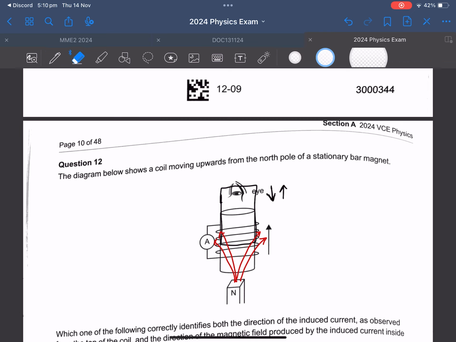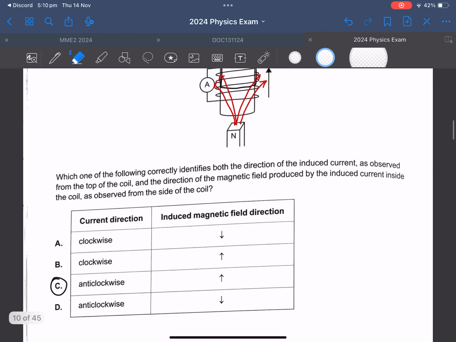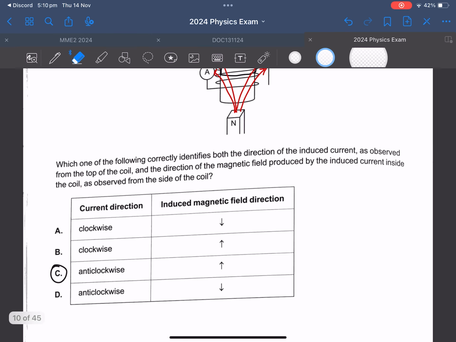And then now if I were to point my thumb in the direction of the opposing magnetic field, we can get the current direction of the induced current. Basically we can get the induced current direction. Okay, hopefully that made sense.